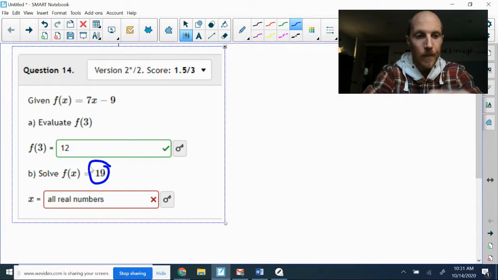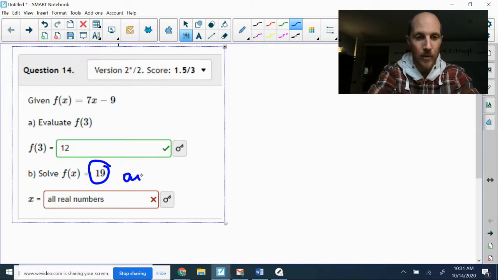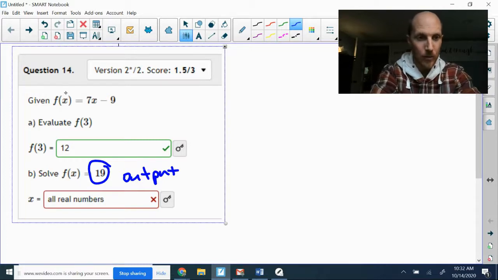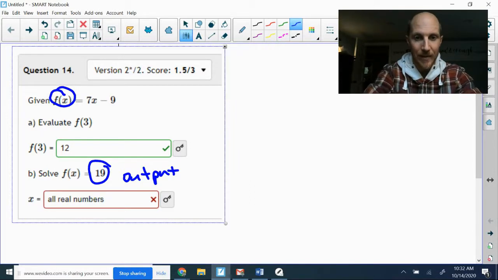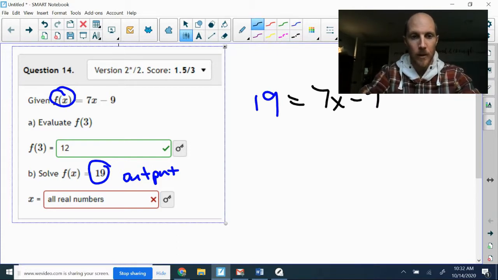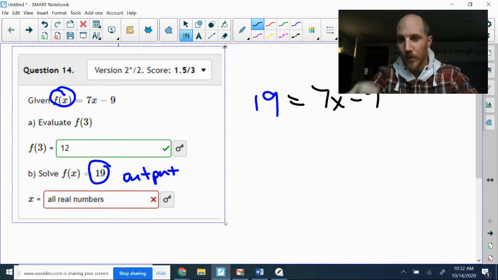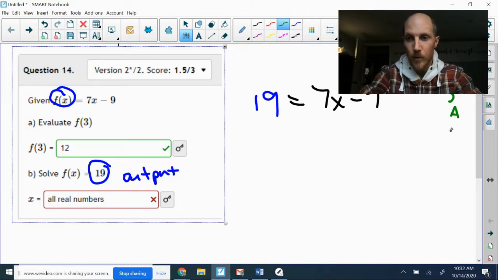So for part B, it says f of x is 19. That is the output since it is after the equal sign. So in the original expression, we'll replace the f of x with that output of 19. And then we'll work backwards to find out what input, what x value, we would have had to start at. So we could take that mystery number, multiply by 7, and subtract 9. So work backwards.